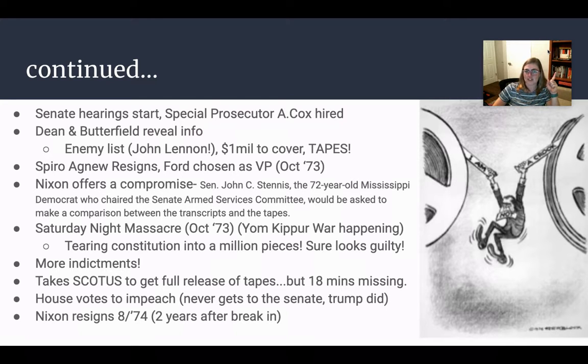But this is raising, or people listening to this are like, ooh, if there are tapes, we want those because that will prove his connection to these break-ins. Did he actually order it? Did his people do it on their own, or did he tell them to break into Watergate?